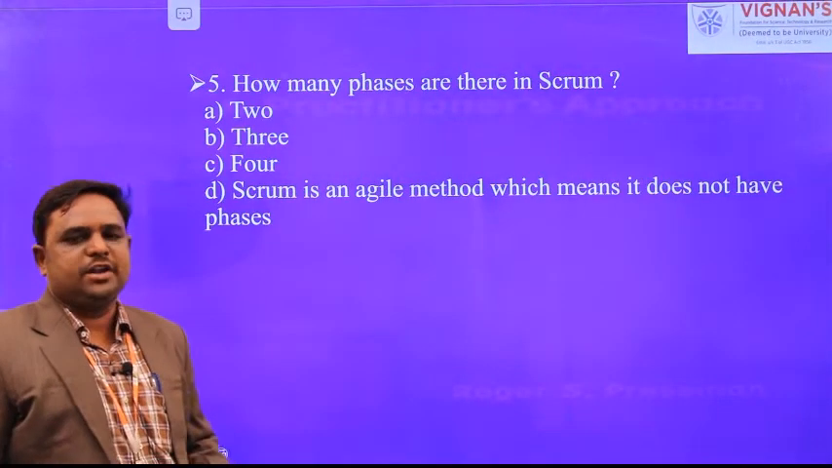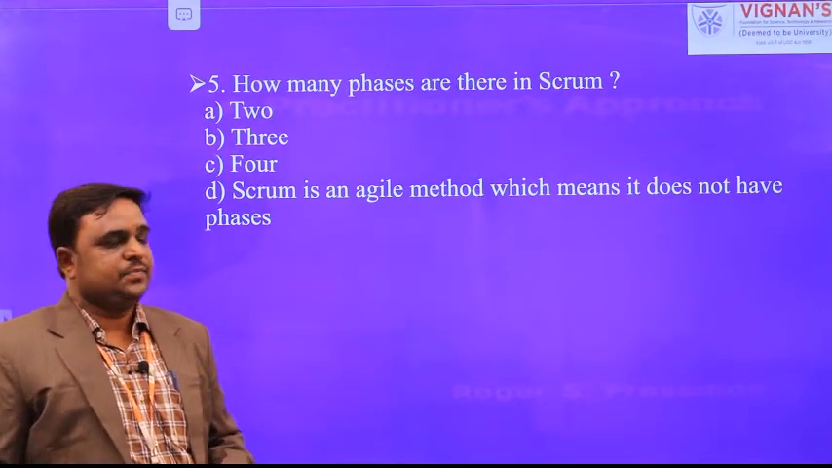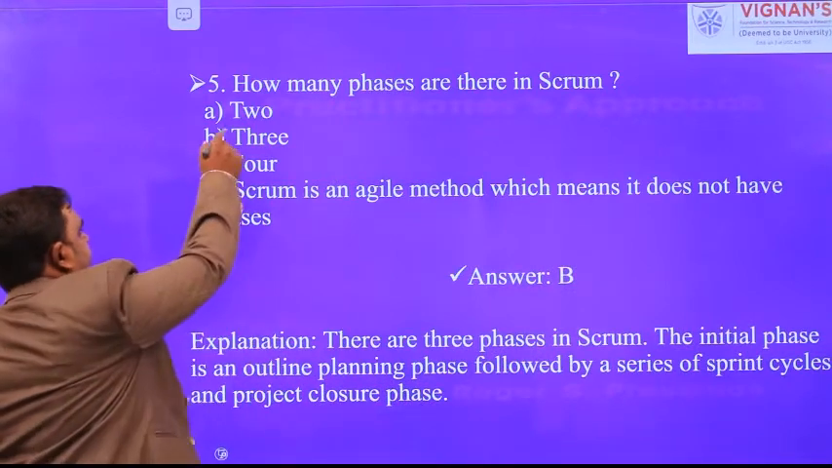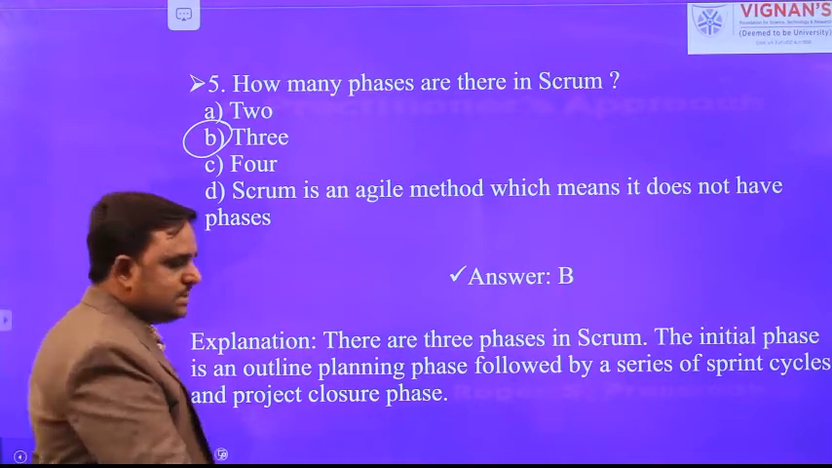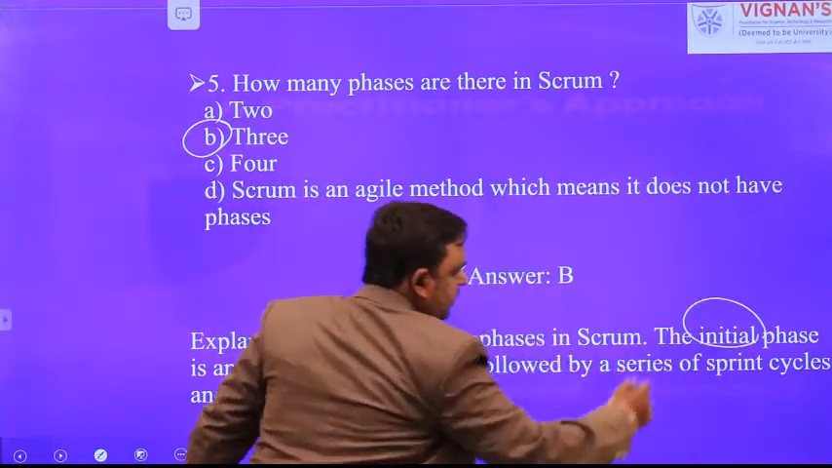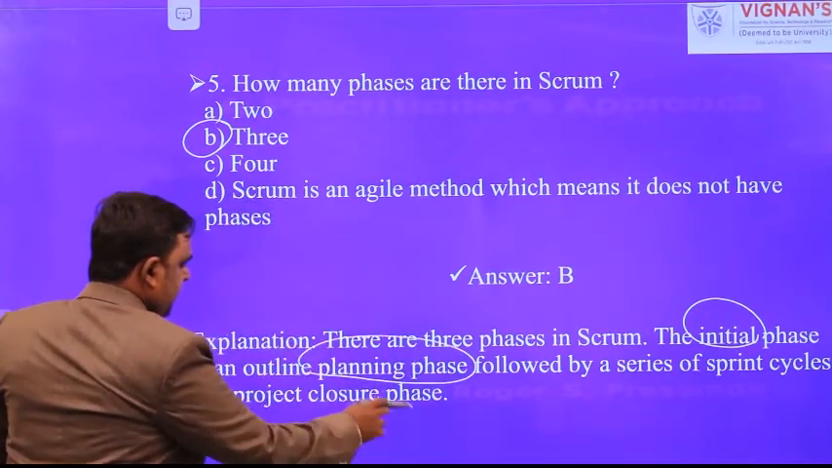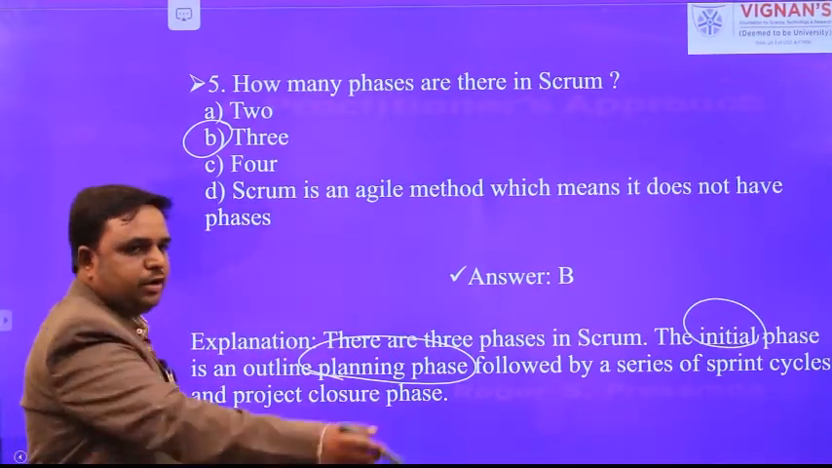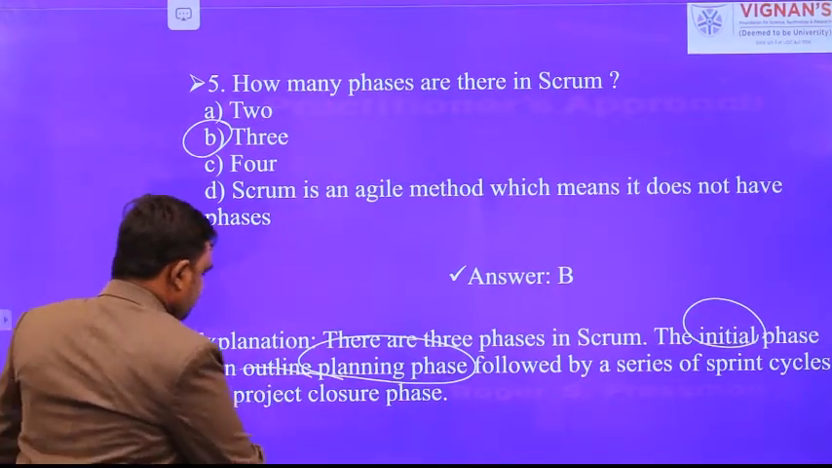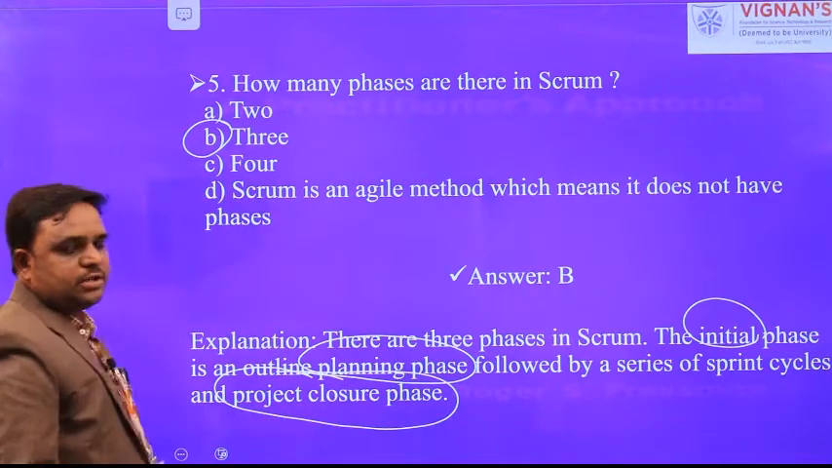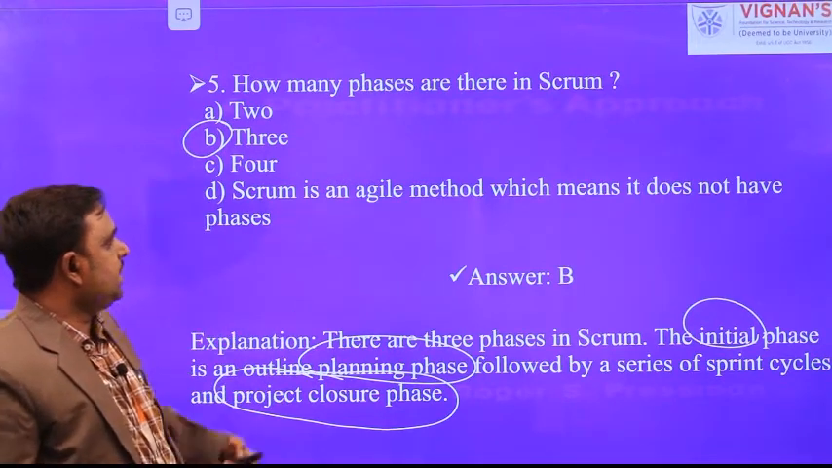Next one is: how many phases are there in Scrum? The answer is that there are generally 3 phases in Scrum. So the answer is B. The first one is the initial phase. Next we are going to make a plan, and finally we are going to deliver the software in sprints, and we give project closure. These are the 3 phases in the development of Scrum.